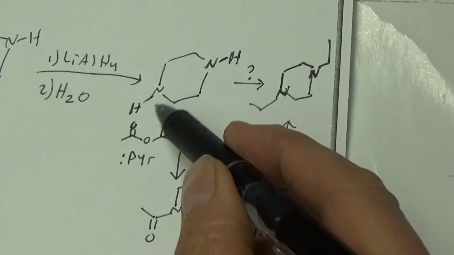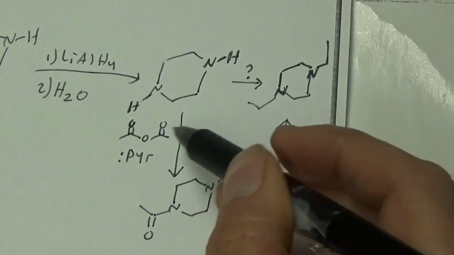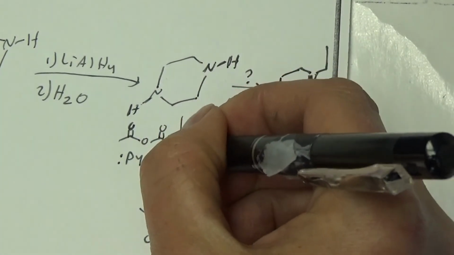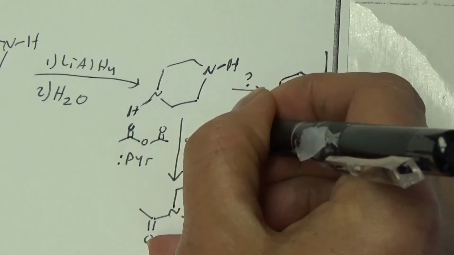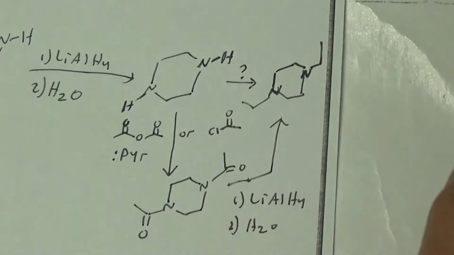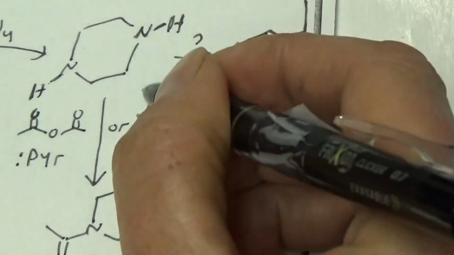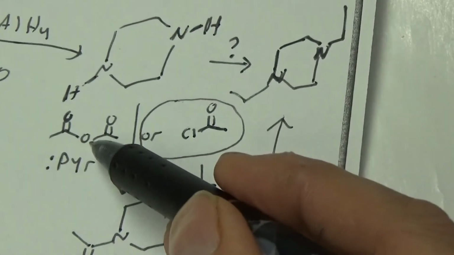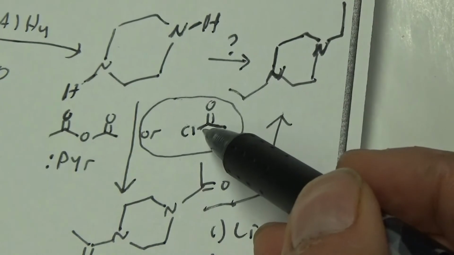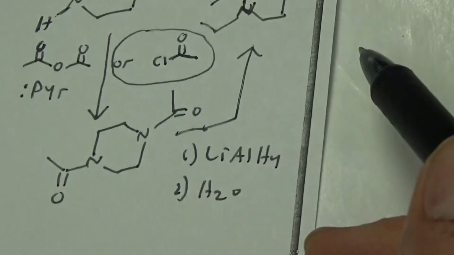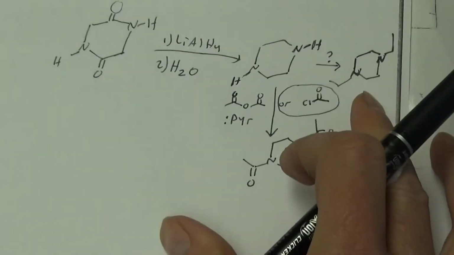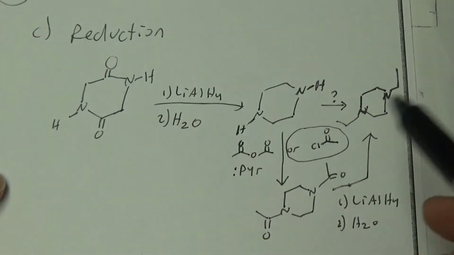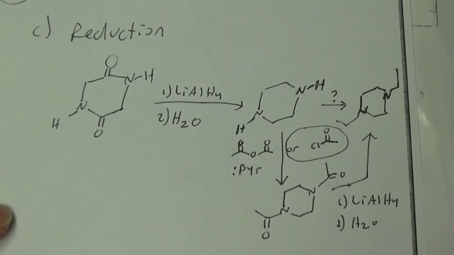Of course, nitrogen attacks and the other nitrogen attacks, and then the pyridine's involved in the mechanism. But you can of course use acetyl chloride also. You could totally use this as well. You use acetic anhydride and pyridine, or acetyl chloride and pyridine, and that would make this double amide type structure. Okay, that was cool. That's a nice application of this lithium aluminum hydride reaction that reduces amides to amines.